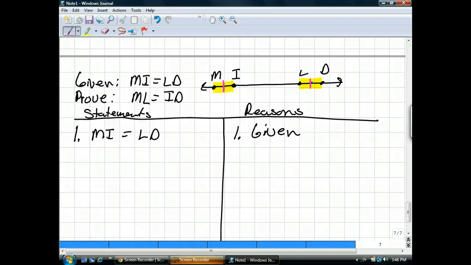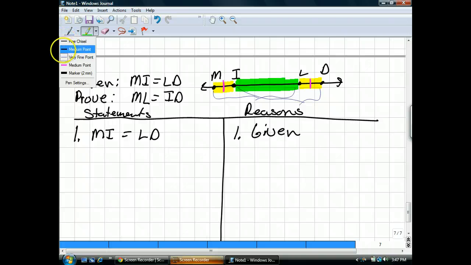Then you think about what it is that I'm trying to show. I'm trying to show that this is equal to this. And notice that those two parts overlap right here. So this green, the length of LI, belongs to this one, and the length of LI belongs to this one. So I need to introduce IL to the statement column.